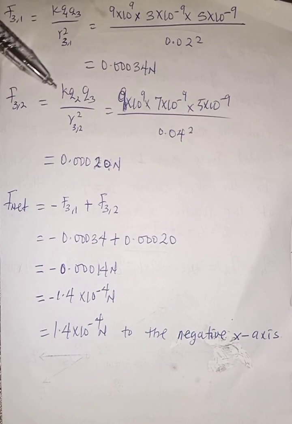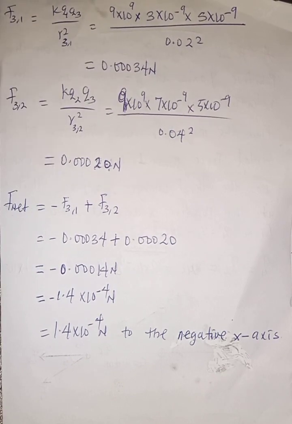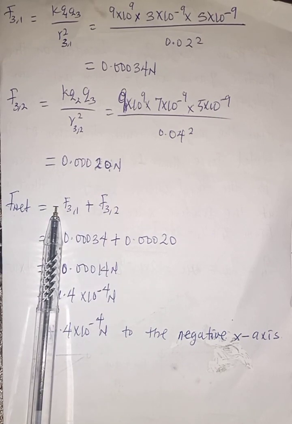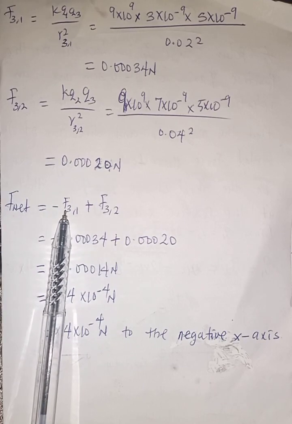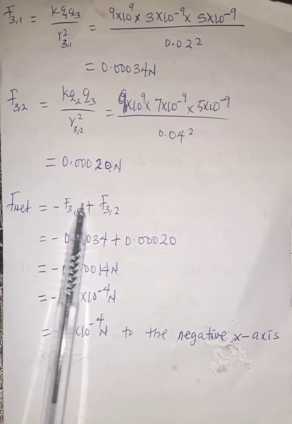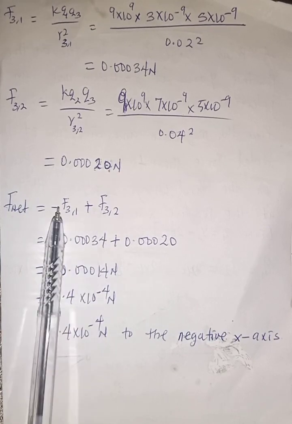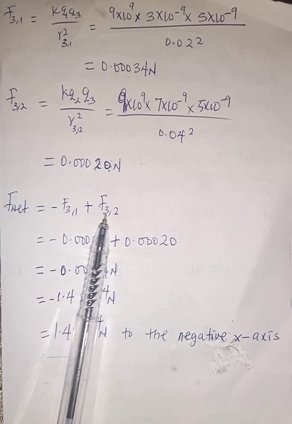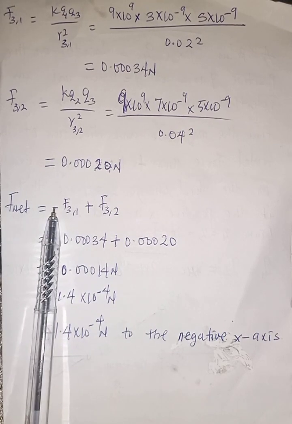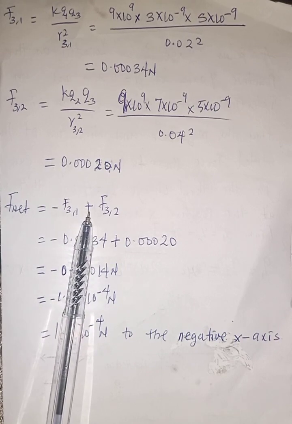Then for F32, we use Q2 and Q3 divided by the distance between Q2 and Q3 squared. Then the net force, which is the total force, will be: this one is traveling to the left, that's why it has a minus sign, F31, then this one goes to the right, plus F32. If both were going to the right, both would be positive; if both were going to the left, both would be negative. We have to observe the magnitude and the direction. That's the convention we use in Cartesian coordinates.